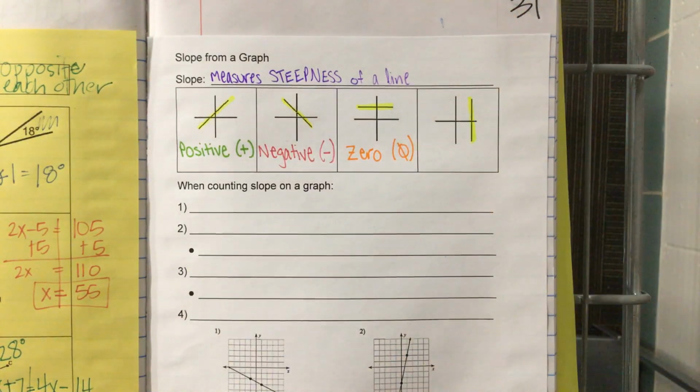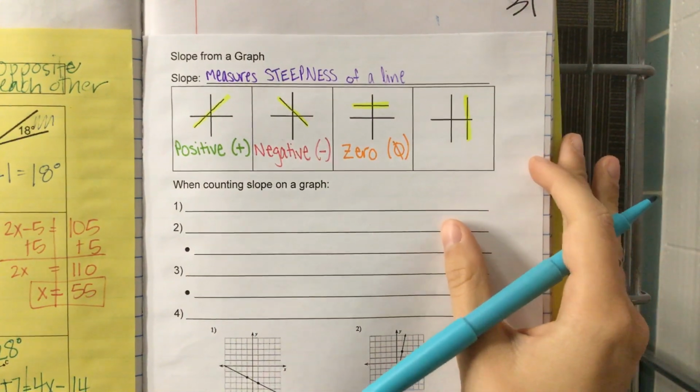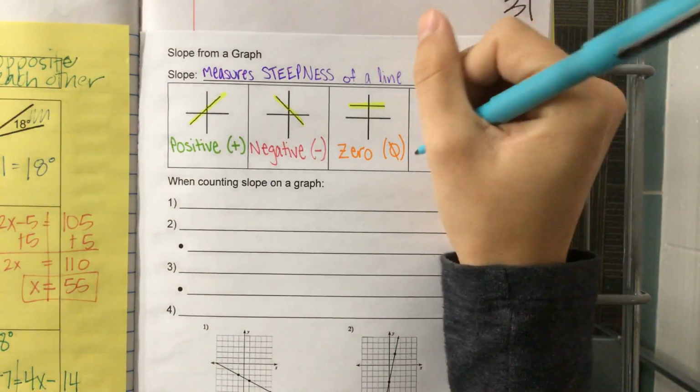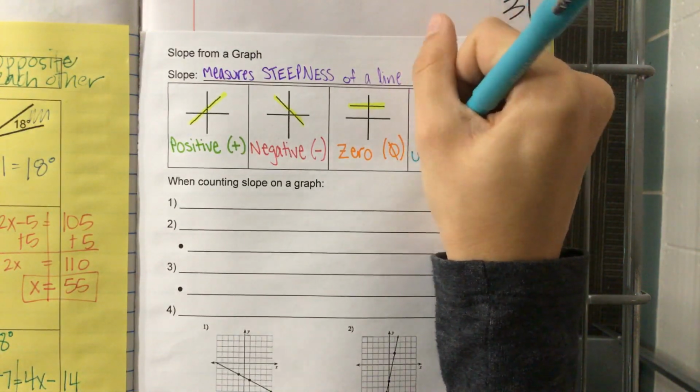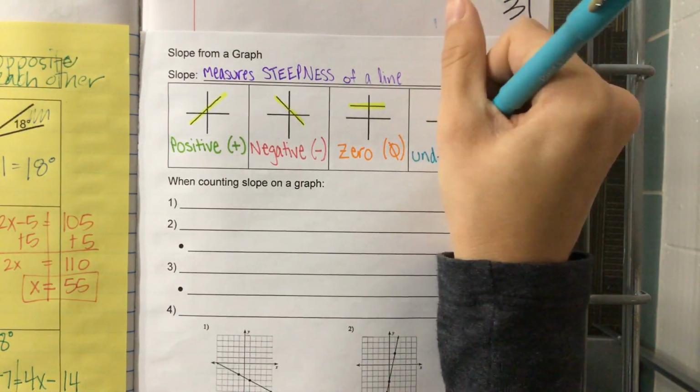What about this line? You wouldn't even be able to ride your bike on that line. I can't, at least. No what ifs. Just straight up and down. This slope we call undefined.